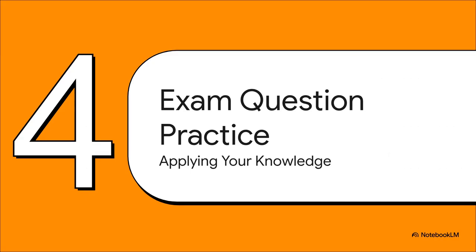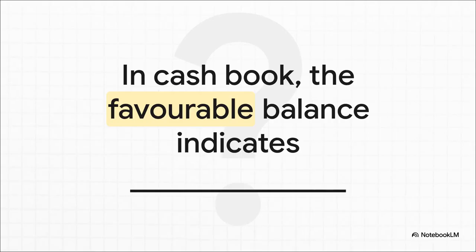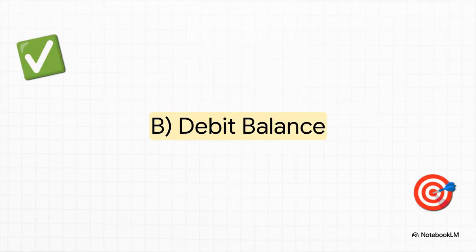All right, theory is great, but let's see how you do with some real practice. We're going to walk through a couple of exam-style questions to really test your knowledge. Okay, here's your first question. In the cash book, a favorable balance indicates what? Is it A, credit balance, B, debit balance, C, bank overdraft, or D, adjusted balance? Take a second to think it over. If you said B, debit balance, you are absolutely correct.